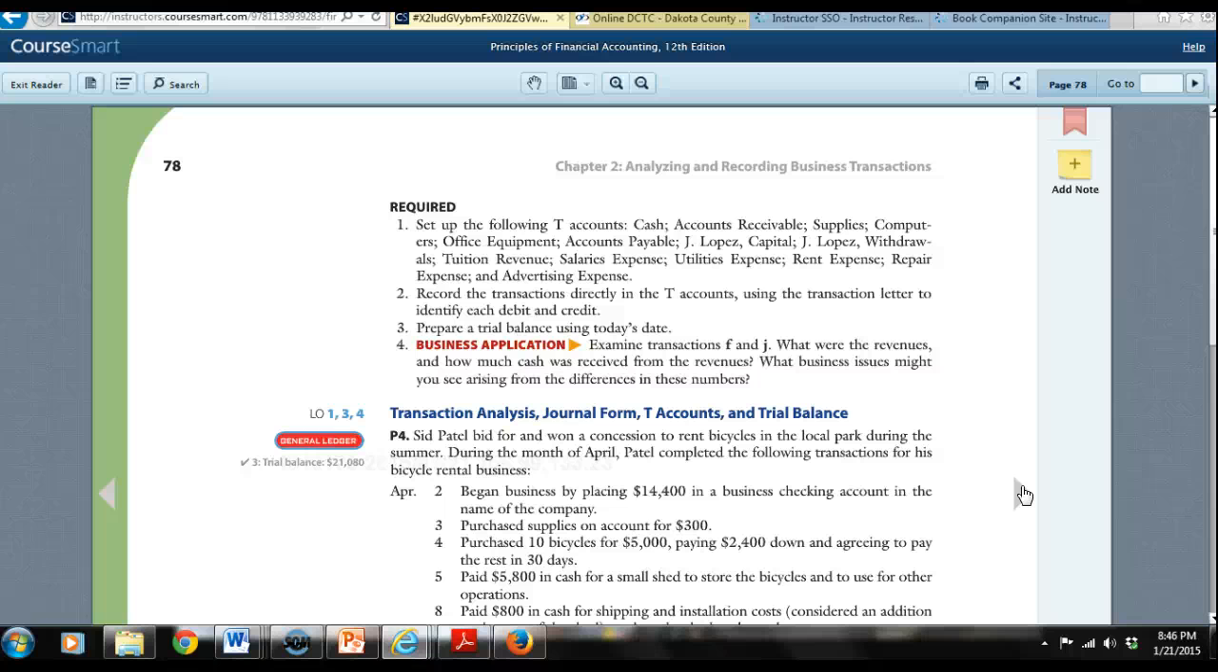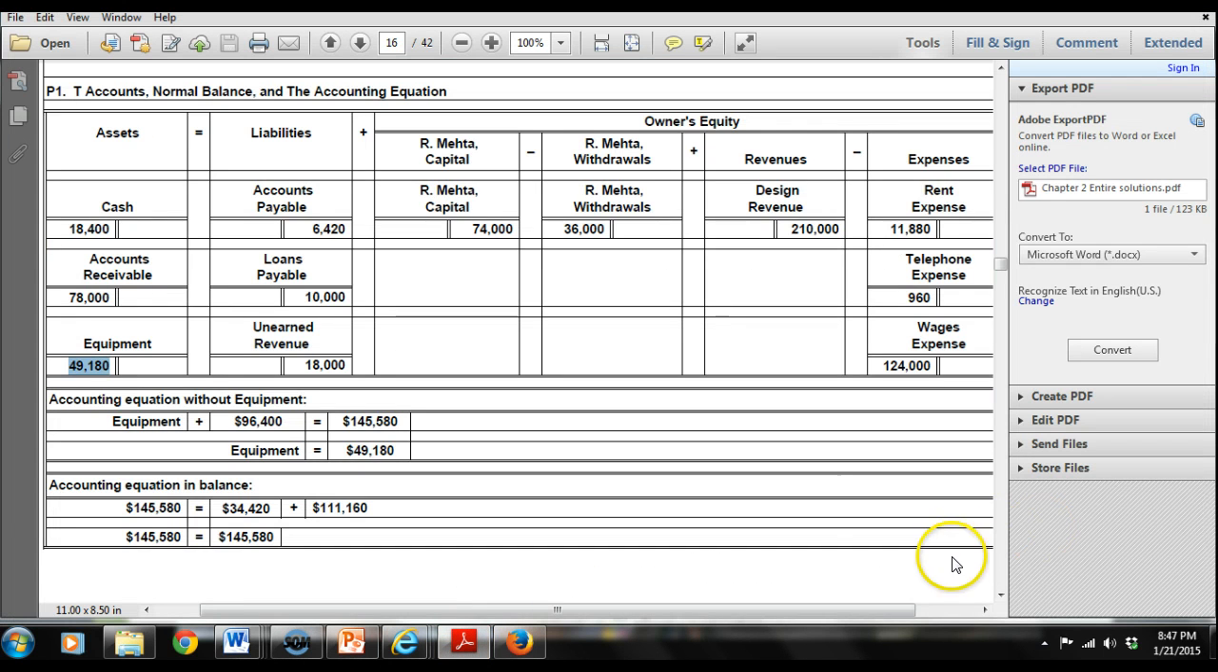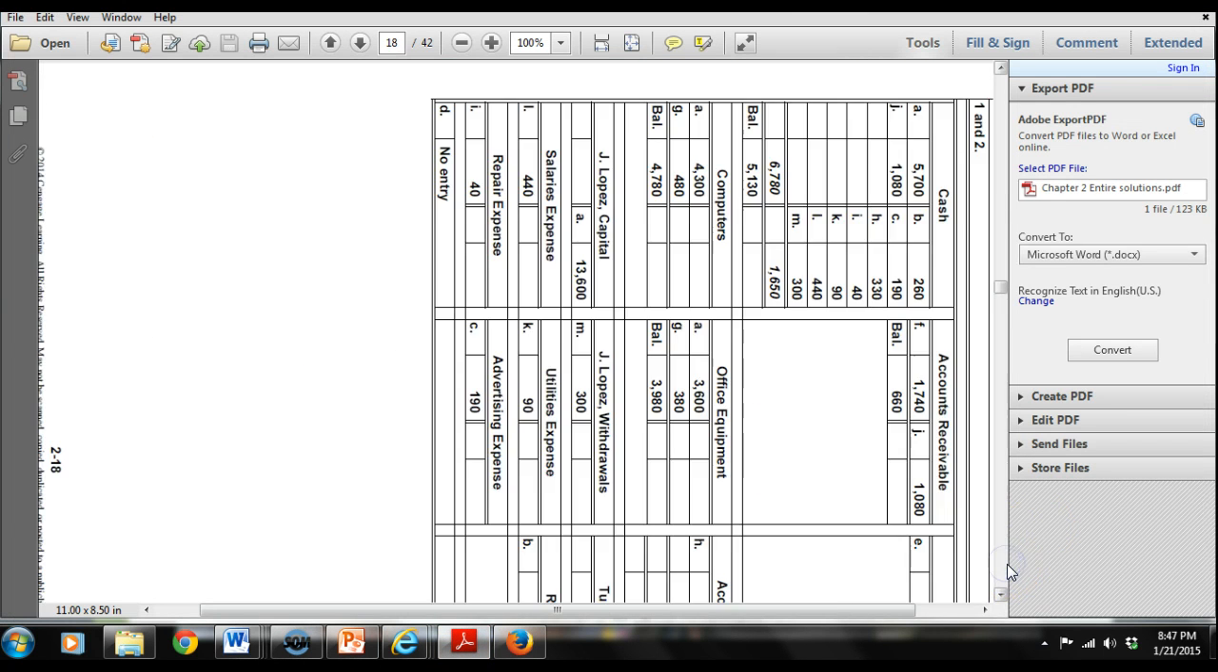Then, in the next column, up at the top, it should be accounts payable. Then we should have the next one, J. Lopez Capital. Here, I'm gonna put it on the screen. Don't fill in the numbers, guys. Just fill in the names, please.